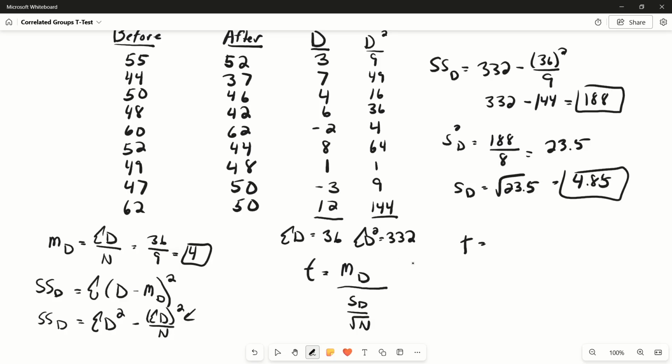So the mean of the difference scores, which is 4, on top. On the bottom, we have the standard deviation over the square root of n. So the standard deviation is 4.85 over the square root of n.